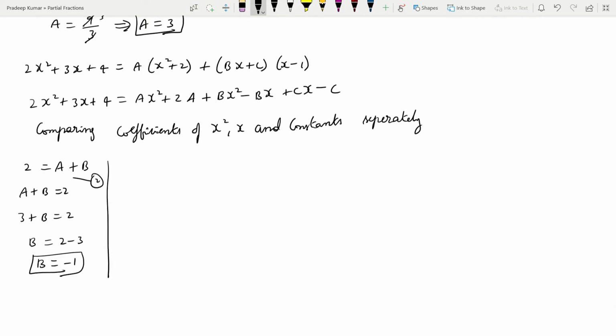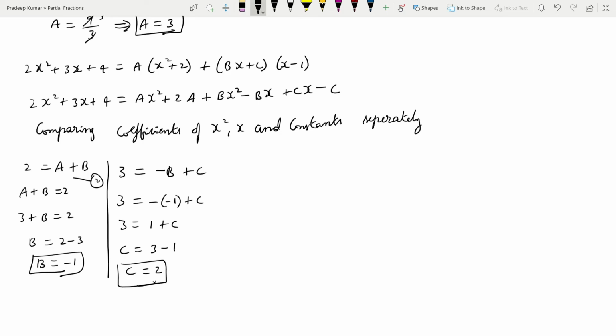Now let's compare the coefficients of the x terms also. So on the left hand side the x coefficient is 3, and on the right hand side the x coefficient is what? Here it is minus b, and c is also there, so plus c. So these are the coefficients of x. So here the b value is there, so let's substitute the b value so that we can get the c value also. So 3 equal to minus of minus 1 plus c. So this is 3 equal to, minus into minus is plus 1. So sending this 1 to the other side, c equal to 3 minus 1. So the c value we are getting as 2.